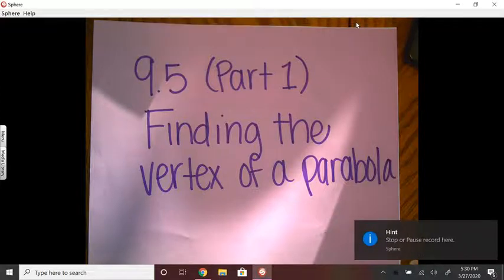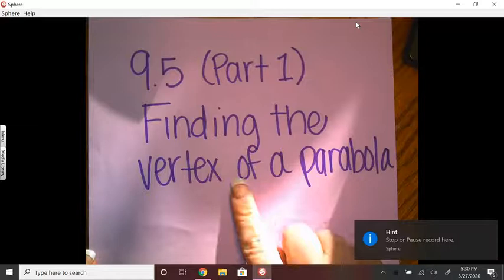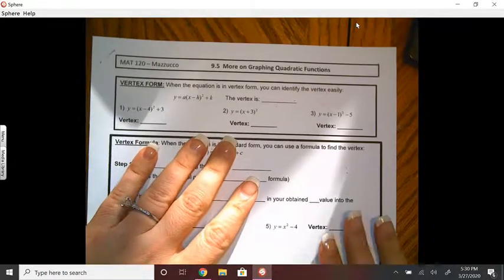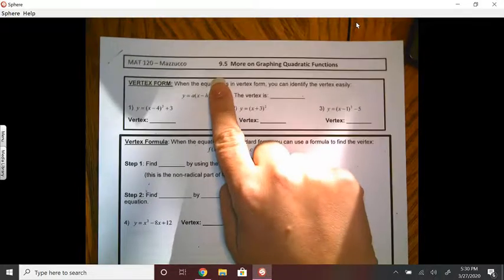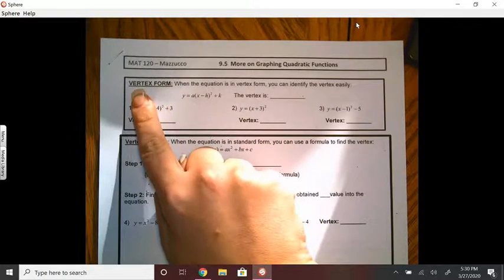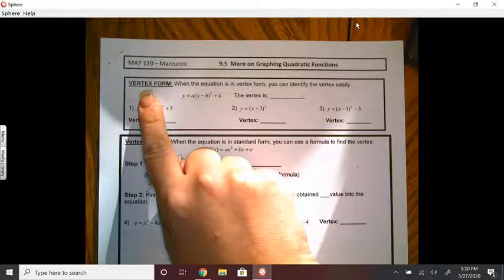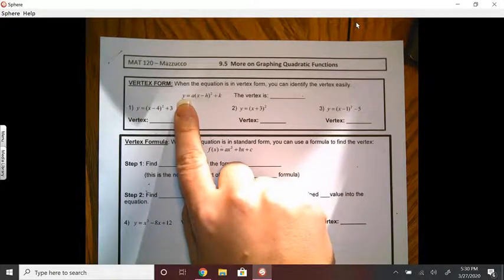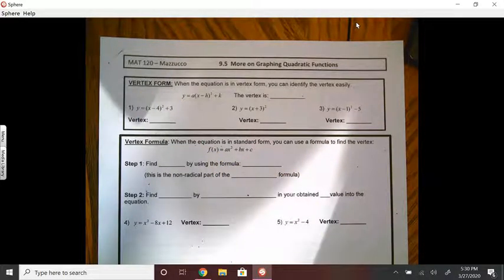This video discusses how to find the vertex of a parabola. So in the previous section, we learned about what was called vertex form. And when the quadratic equation is in vertex form, we don't have to do any work. We can just look at the equation and identify the vertex pretty easily.